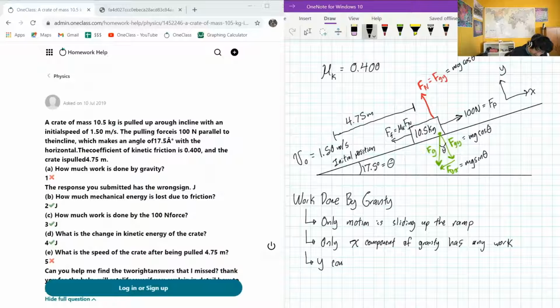Y component, no work, because motion perpendicular. Now, what do we know about the sign of the work done by gravity? Since it's sliding up the ramp, gravity is going to try to push it down. So any work that gravity does has to be negative. So should be negative.